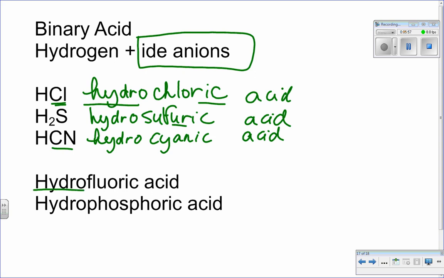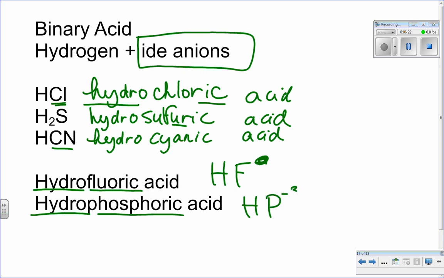Hydro. To me, it just reminds me I say hi to my buddy. So who's my buddy? Hydrogen and who? Fluoric. So my buddy must be F. Let's take a little look. F is a -1, so I need one H. So it's just HF. If I look at hydrophosphoric, again, I know I just have H. It's not a polyatomic. So who's my element I'm going to look at? I'm going to look for P. Well, I know P is a -3 charge, so I know I need 3 hydrogens.